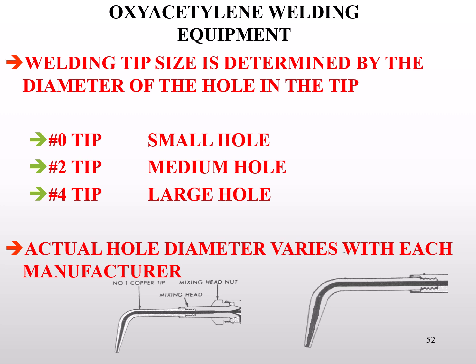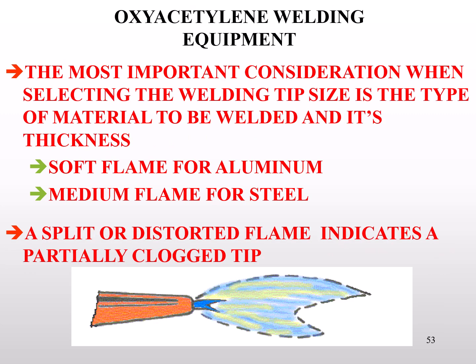However, they all produce a chart that allows us to select the right tip size based on the metal thickness that we're working with. That makes life a little bit easier. As stated before, the tip size determines the heat output, which matches material thickness.